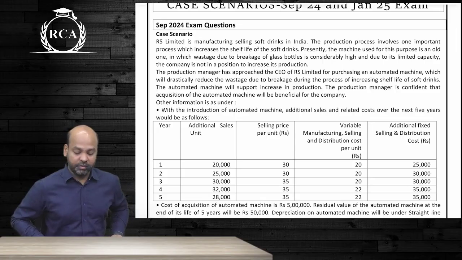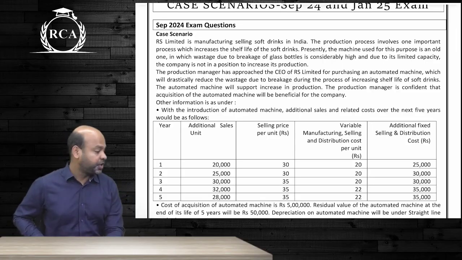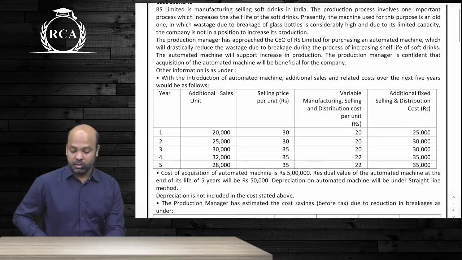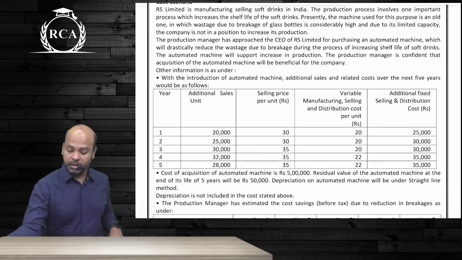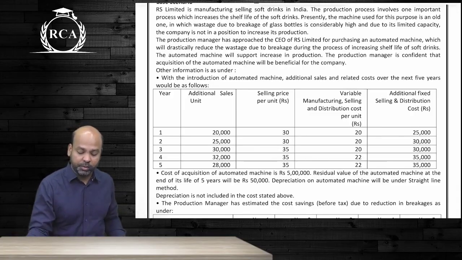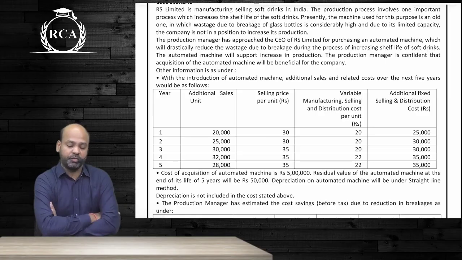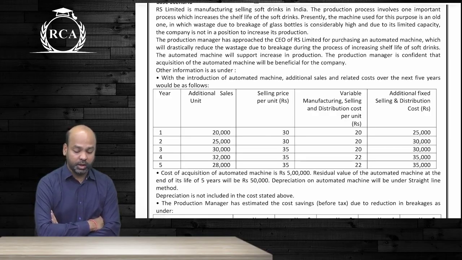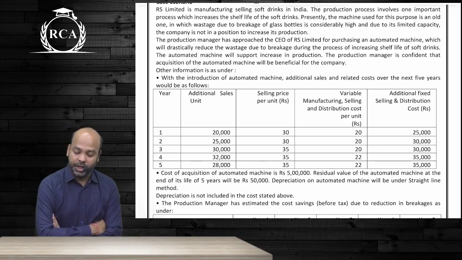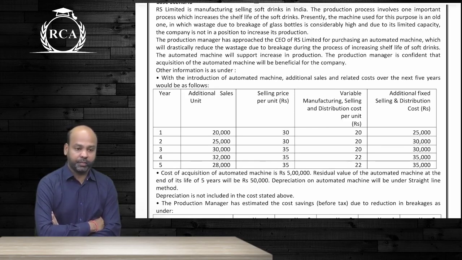RS Limited is manufacturing and selling soft drinks in India. You have the sheets with you. The production process involves one important process which increases the shelf life of the soft drinks. Presently, the machine used for this purpose is an old one, in which wastage due to breakage of glass bottles is considerably high. And due to its limited capacity, the company is not in a position to increase its production.